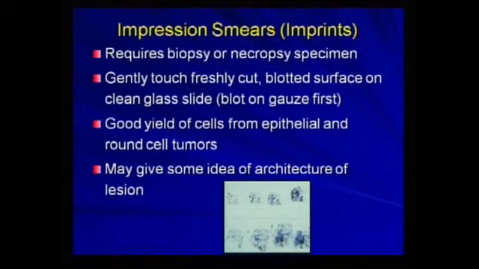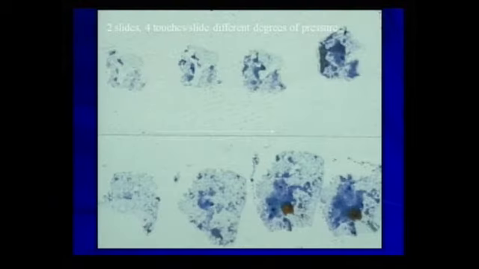Impression smears, or imprints, as we talked before, generally are best done with freshly cut tissue which has been bisected. You can often, with epithelial tumors and especially round cell tumors, get adequately cellular smears to render a good diagnosis. And if you look at the tissue in the bottom, I'll blow that up, the preparation in the bottom.